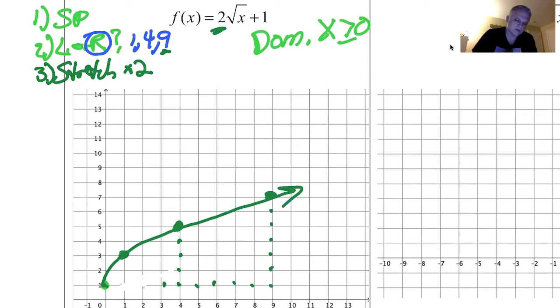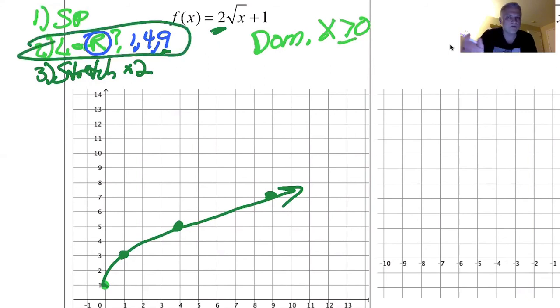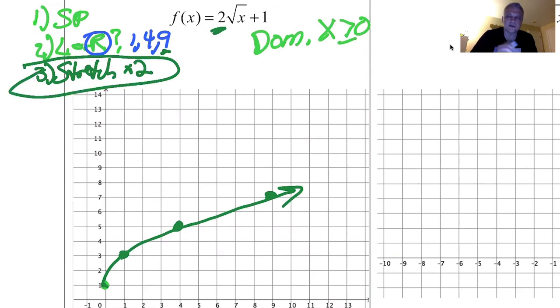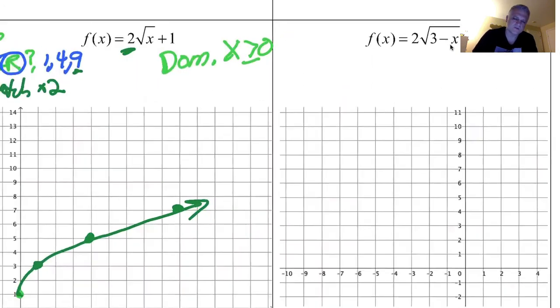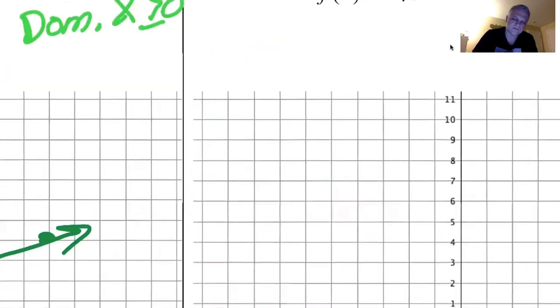I'll go back and erase all of these, make it look pretty. Recapping again: get your starting point first. Second, you're going to either go left or right, 1, 4, 9. Make sure that your domain tells you which way to go. And thirdly, when you go up, it's going to be 1, 2, 3, but multiplied by your stretch.